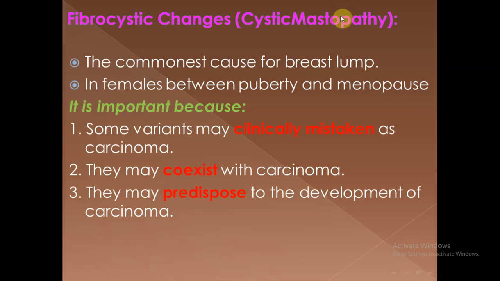Fibrocystic change as a term is the most common cause of a breast lump, and it is important because clinically it can be mistaken as carcinoma, or they can coexist with carcinoma, or they may predispose to carcinoma, especially the proliferative type with epithelial atypia.